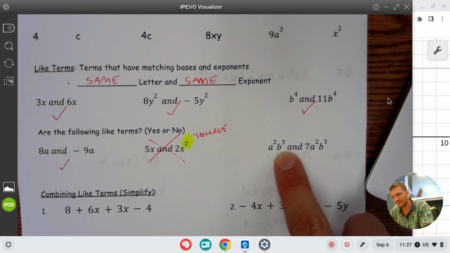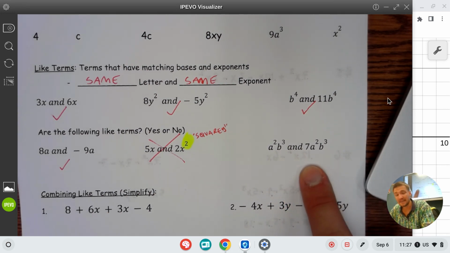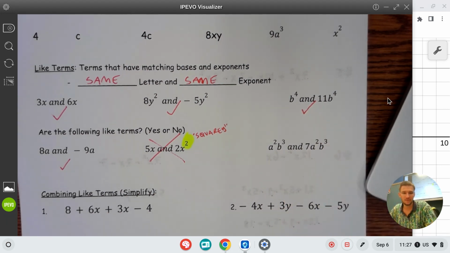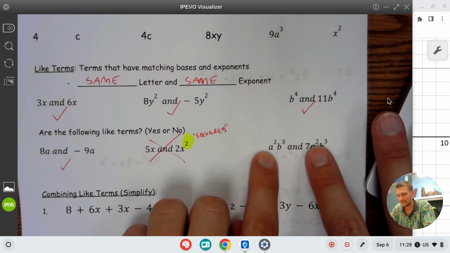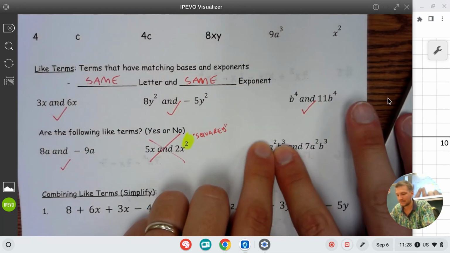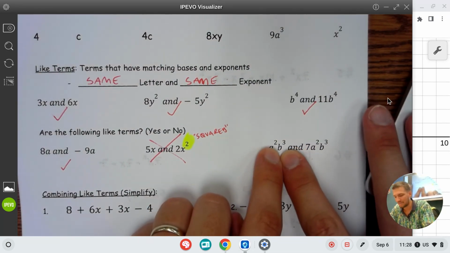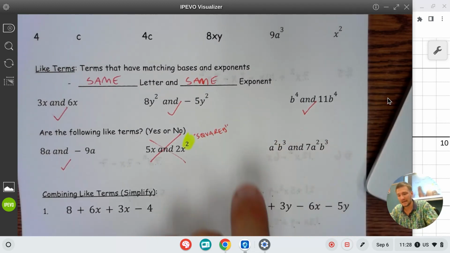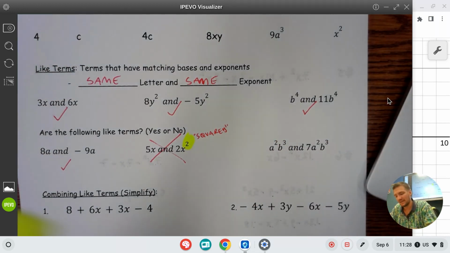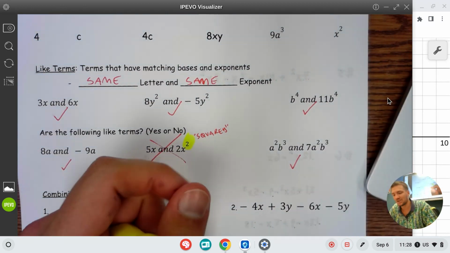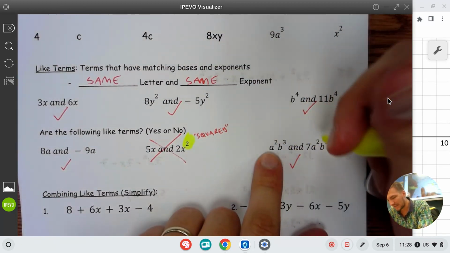What about this last one? A squared b cubed and 7a squared b cubed. It's a whole lot of stuff going on, but is it exact matches? Do they have an a? Yes. Is the a squared? Yes. Do they have a b? Yes. Is it a b cubed? Yes. And so first of all, it is a match.